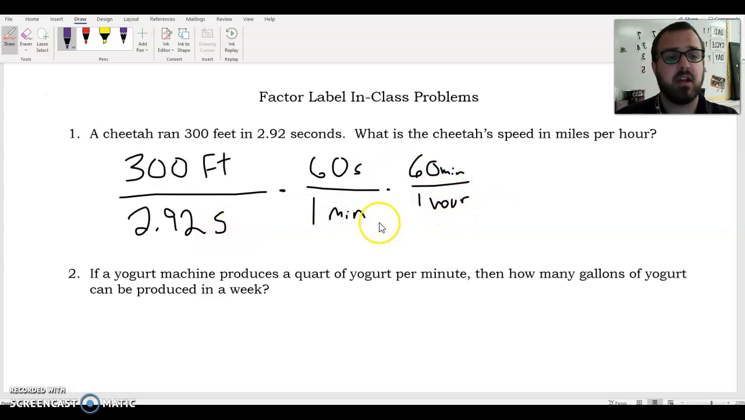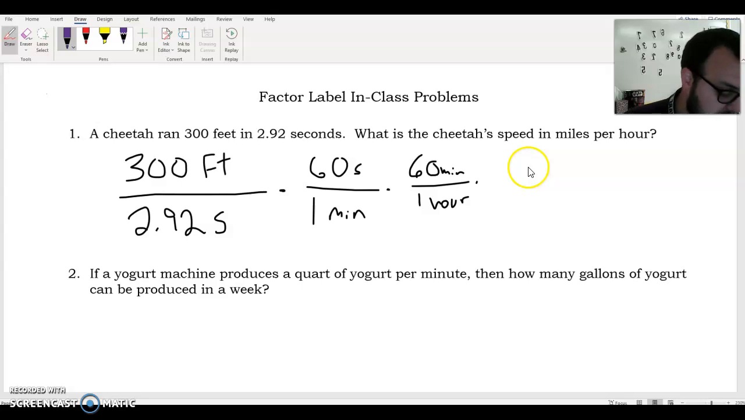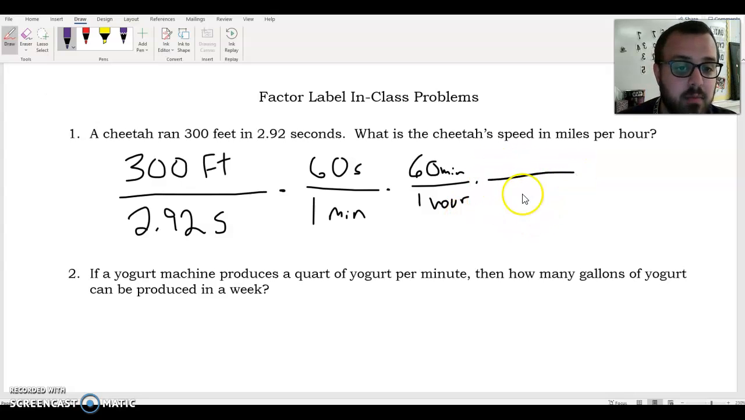The other thing I want to convert is I want to go from feet to miles. So I want to look at my list of facts and figure out how many feet are in a mile. I actually know it's 5,280. That one I'm going to put down here because, again, I want my feet to be on the opposite side.